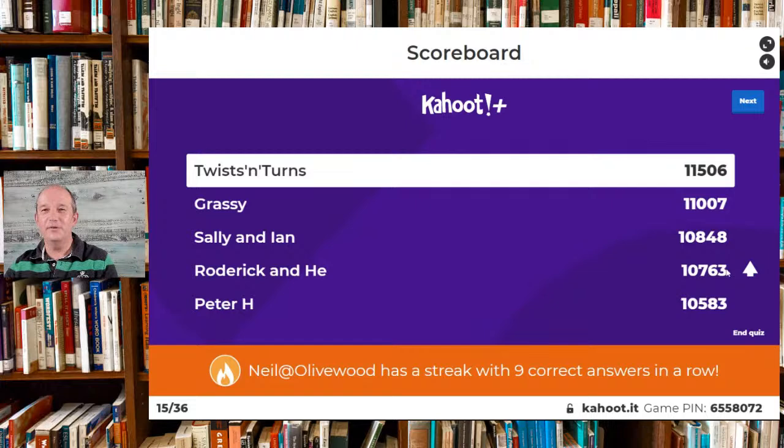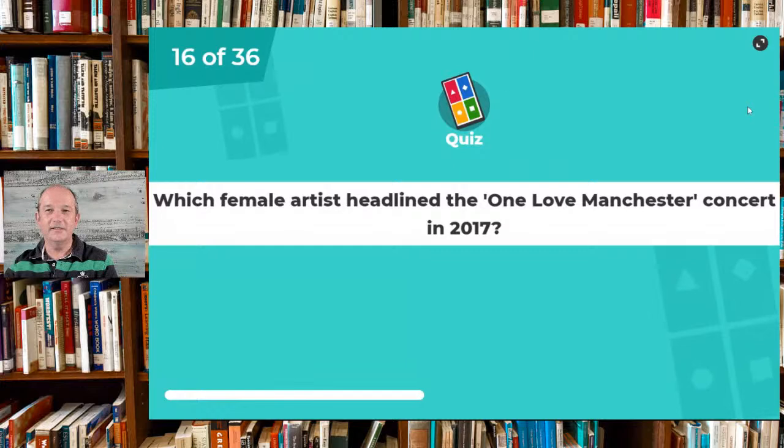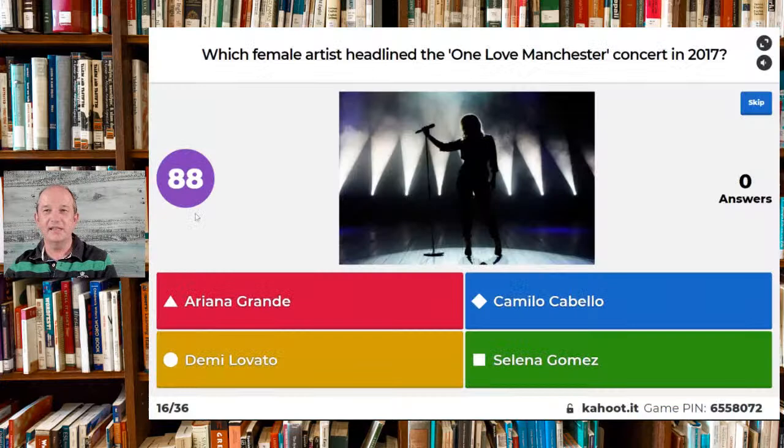Fantastic. So we're going to move on to the next question, a slightly more modern one. And it's, which female artist headlined the One Love Manchester concert in 2017? Was it Ariana Grande, Camila Cabello, Demi Lovato, or Selena Gomez? I should have practiced pronouncing those earlier, shouldn't I? One Love Manchester concert. That's not a picture of her up there. That's just a random picture I chose.